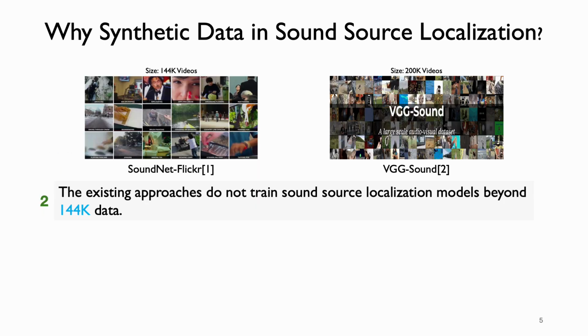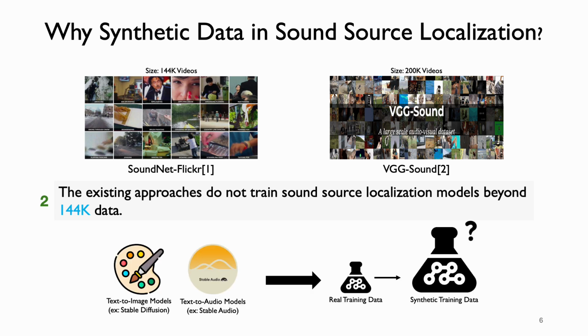Another major bottleneck is that existing methods are trained on no more than 144,000 samples, leaving scalability largely unexplored. This is because previous approaches have mainly focused on model-centric development. Recent advances in text-to-image and text-to-audio generative models have made scalable and highly controllable dataset creation possible. This enables the synthesis of samples for specific semantic concepts.